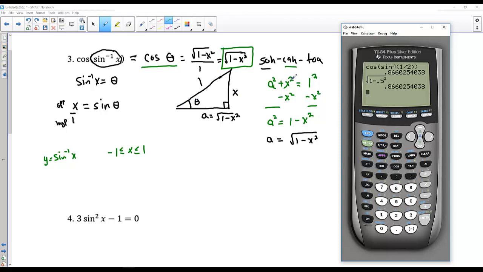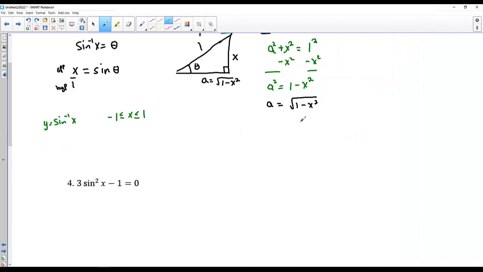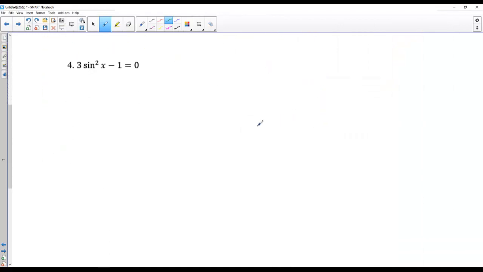Okay, we're almost done. The last problem I want to do with you guys is solving a trigonometric equation using inverse trigonometric functions. So here we have this equation, 3 times sine squared x minus 1 is equal to 0. And remember the big idea. The big idea is this.